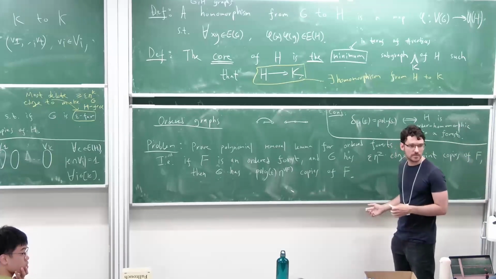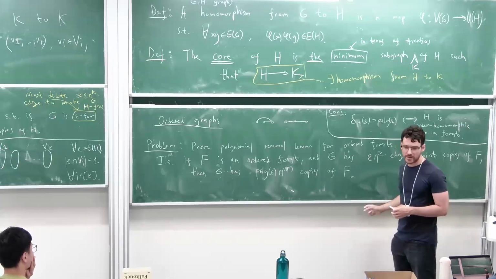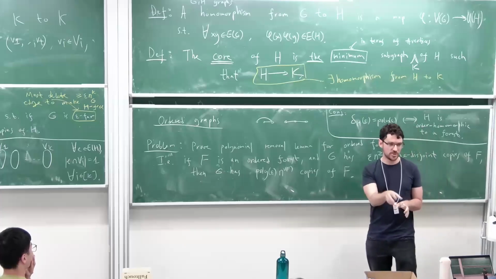Do you need to preserve in a homomorphism the order of every vertex? Yeah, so basically the pre-images are intervals. Okay.